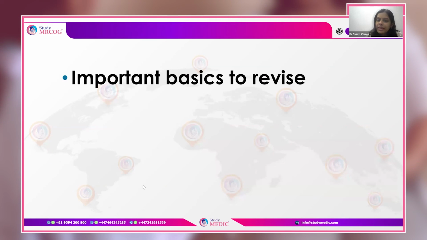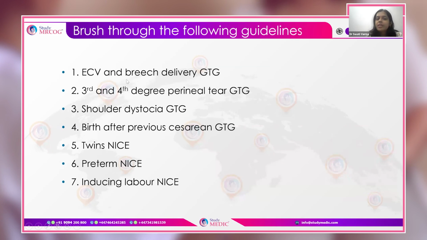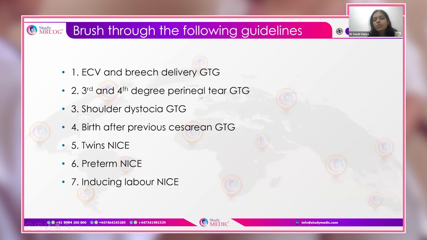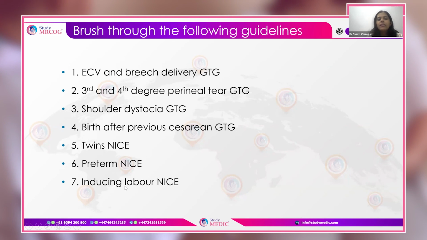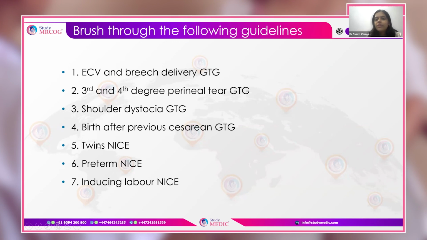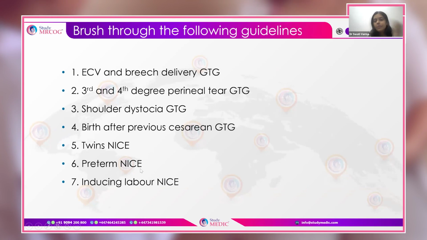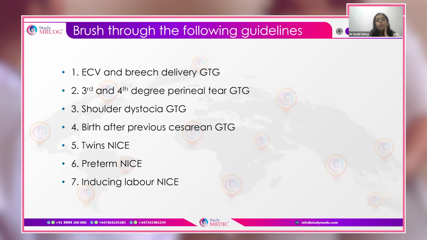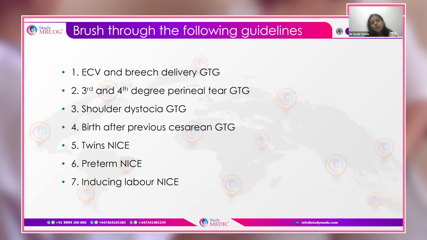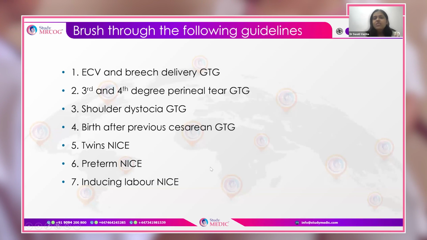So important basic guidelines which you have to just rush through are the ECV and breech delivery GTG, third and fourth degree perineal tear GTG, shoulder dystocia GTG, VBAC GTG, and these 3 NICE guidelines are extremely important. Just have a look at when to deliver twins, what to offer her during delivery, intrapartum care, the preterm guideline, very important, preterm PROM GTG also, and the inducing labor NICE guideline. So if you brush through these guidelines, your knowledge will again be freshened up and you will be ready to take up any case of management of delivery.